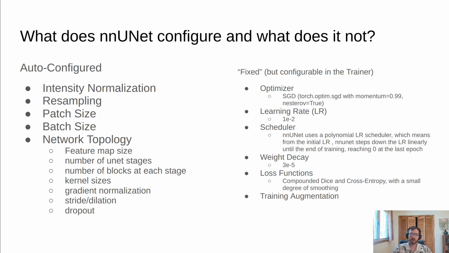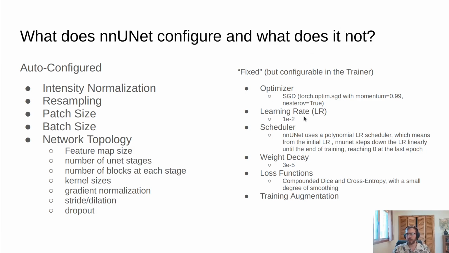The things that aren't configured by the auto configuration steps are just fixed because they're empirically good, so they don't really have to change them very much. Your optimizer is just standard SGD, using momentum. You can modify this by using an alternate trainer. They have a few of those. They have Adam as well. Your learning rate is fixed at 1e-2.